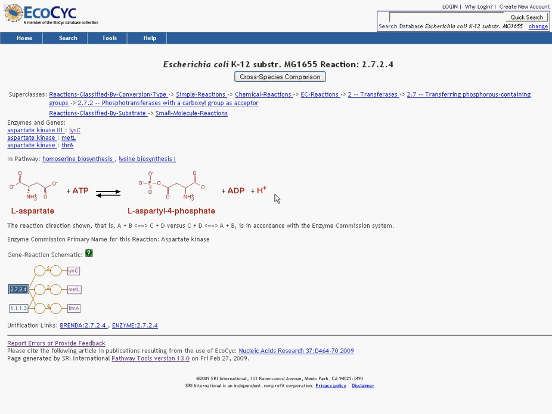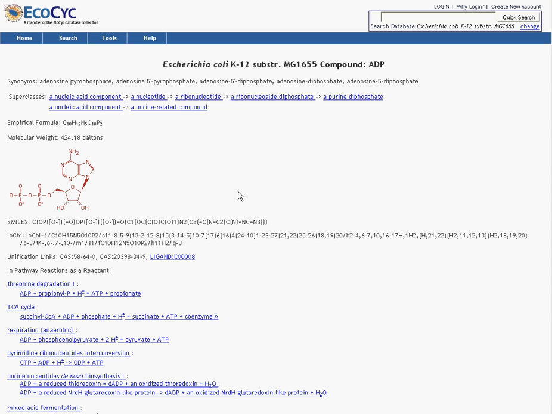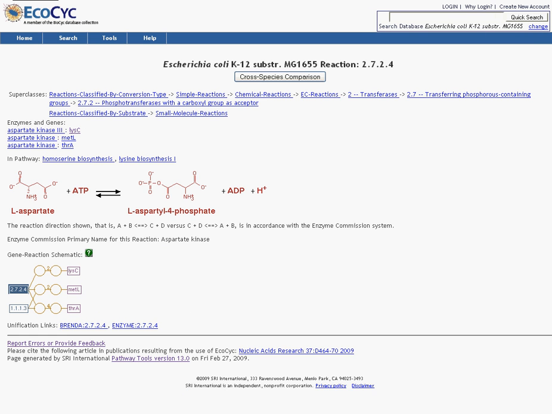And down here, we have the reaction itself with structures. So we have L-aspartate turned into L-aspartyl-4-phosphate. We've abstracted out the structures for ATP and ADP on the assumption that one, you know it, and two, you can click through and see the structure. And there, if you needed it, is the structure of ADP.